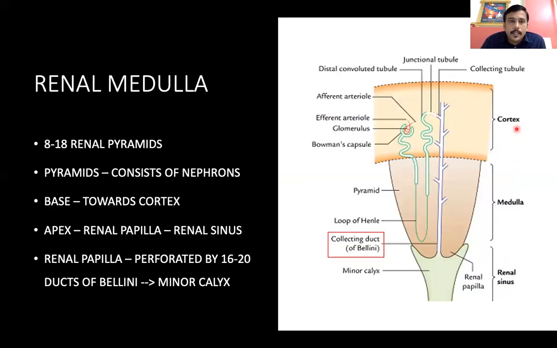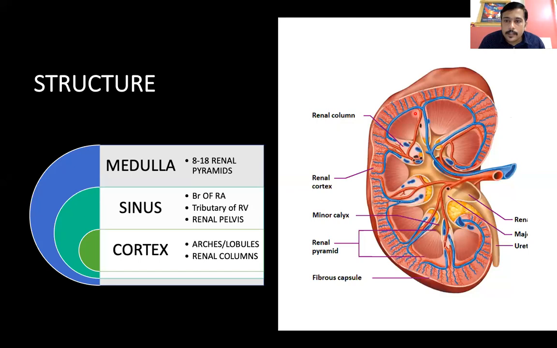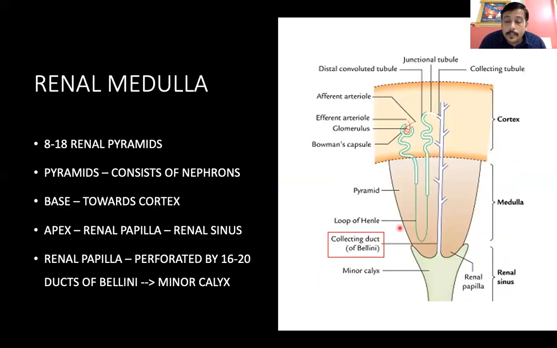First one is the renal medulla. So the renal medulla has around 8 to 18 renal pyramids. This particular triangular structure is known as the renal pyramid here. In this picture we can see 1, 2, 3, 4, 5, 6, 7. There are 7 pyramids here. So this is one pyramid being seen in this picture here.